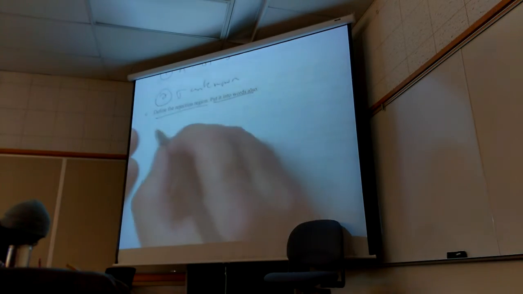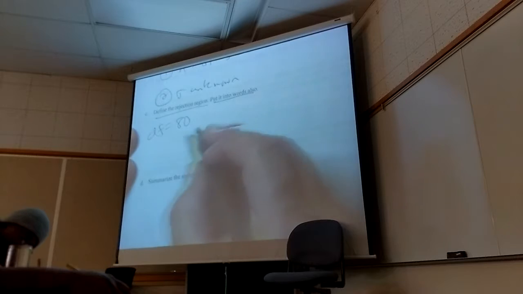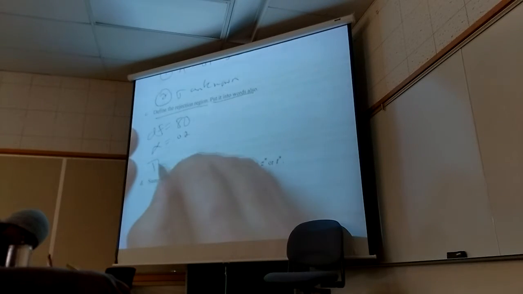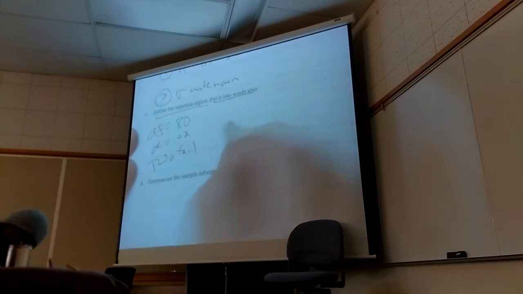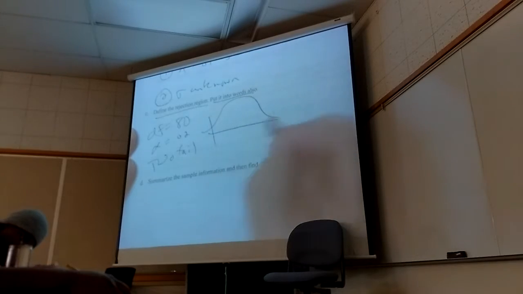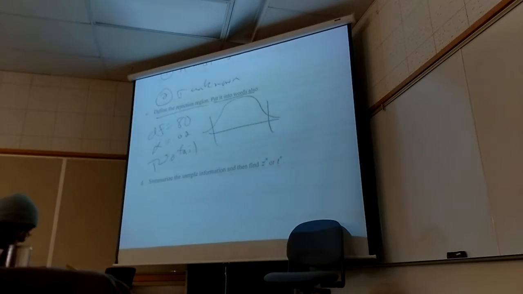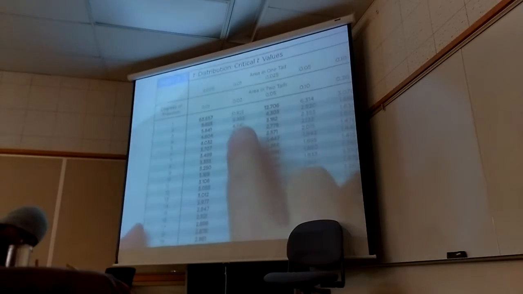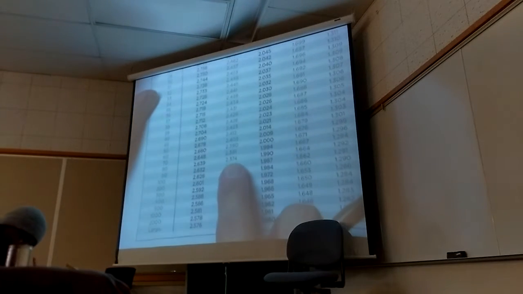So rejection region. Degrees of freedom is 80. Alpha is 0.02. It's a 2-tail. That's what I need to know to figure out the T-scores. So I'm going to look at 0.02, 2 tails, stop at 80. You get 2.374. Is that what you guys use?